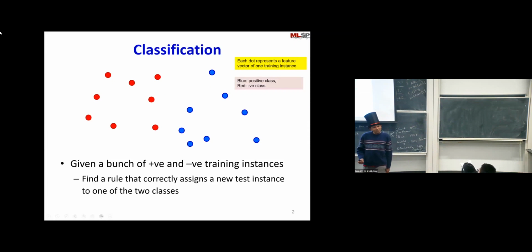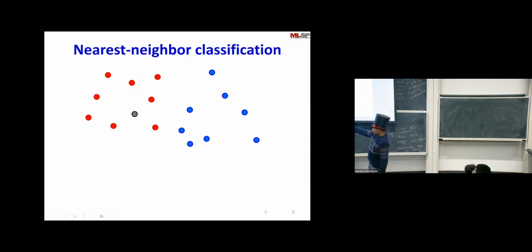So here's the basic problem again. We're speaking of classification, and I'm going to be talking about binary classification. You have a bunch of training data. The blue data has a positive class, and the red data has a negative class. Positive classes are labeled +1. Negative classes are labeled -1. And we have to find a rule that correctly assigns a new test instance to one of these classes. So, for example, if I've got that green dot out there, what is the class of that instance?